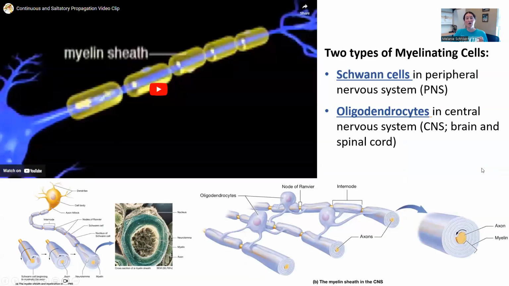Okay. There are two different types of myelinating cells. One we already learned about in the lab. These are the Schwann cells. Each individual Schwann cell myelinates a single region of a single axon.